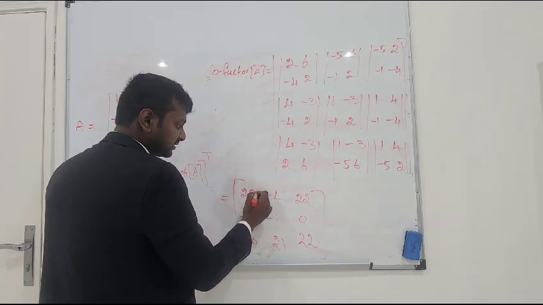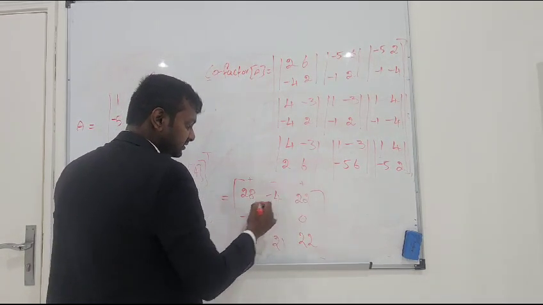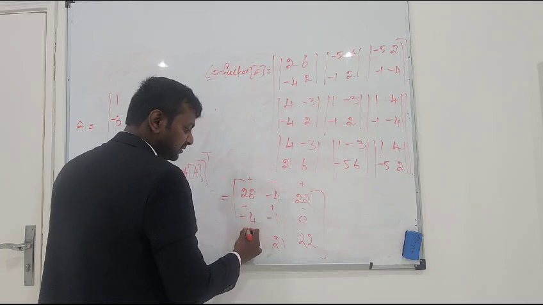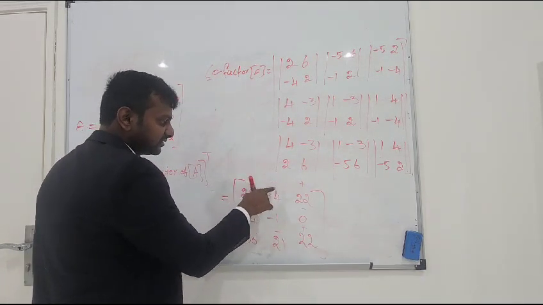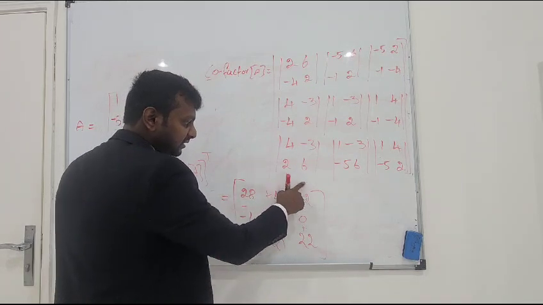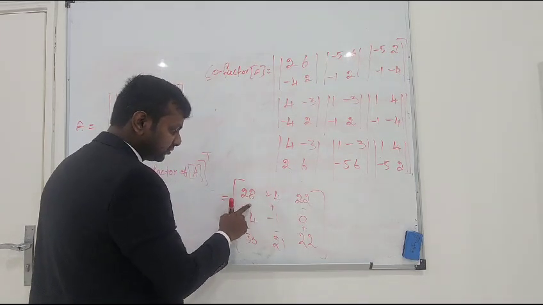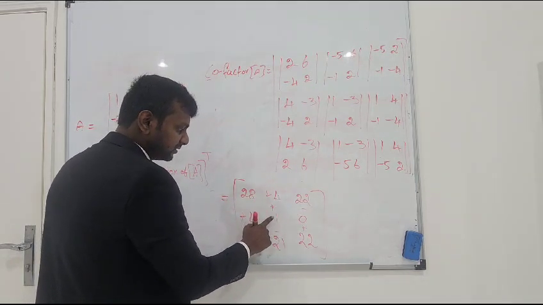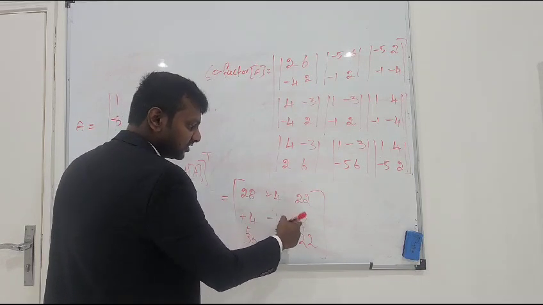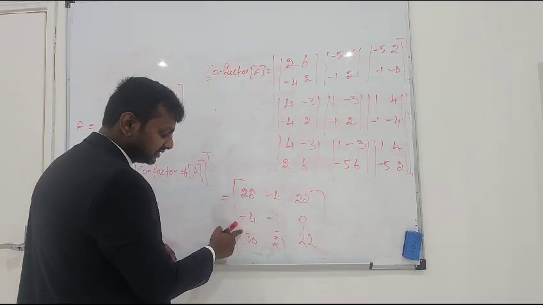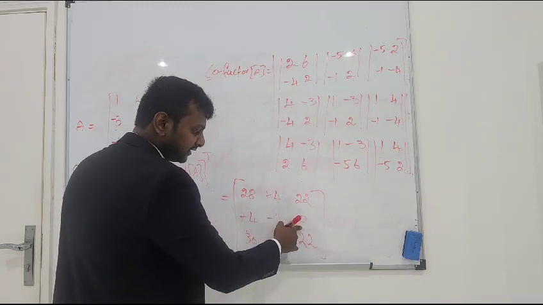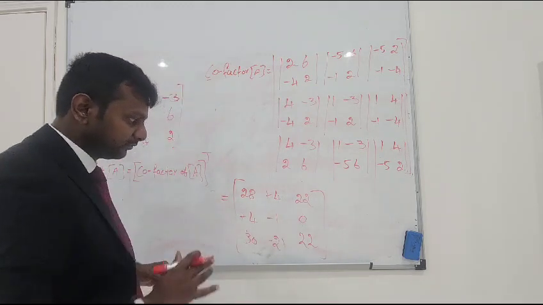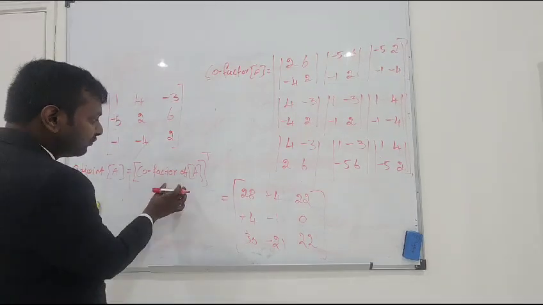The sign pattern is plus minus plus, minus plus minus, plus minus plus. So the plus has no change, minus into minus becomes plus, here no change, minus into minus becomes plus, this has no change, this is 0 so no problem, plus 30 is 30, and here this minus, here plus, so this becomes minus 21 and this is plus. So what we found now is the cofactor of A.